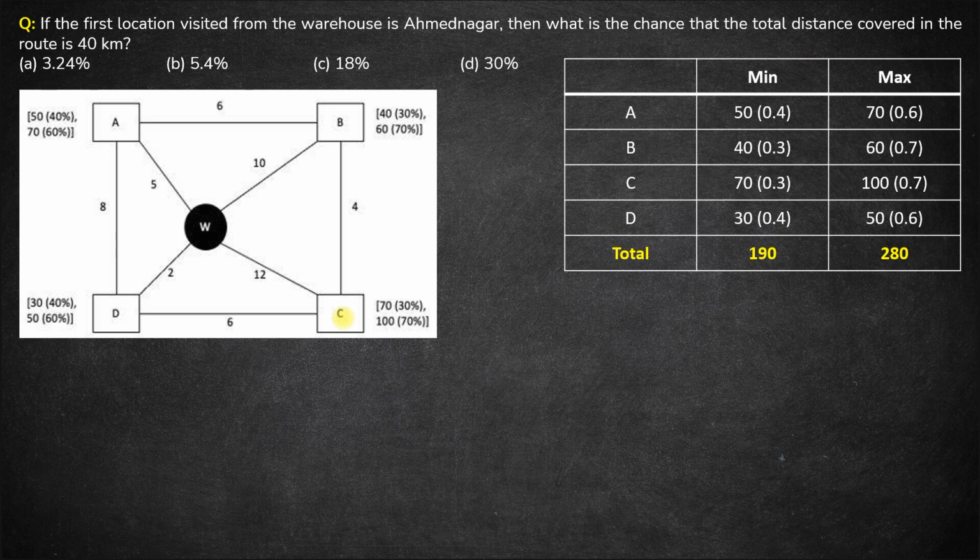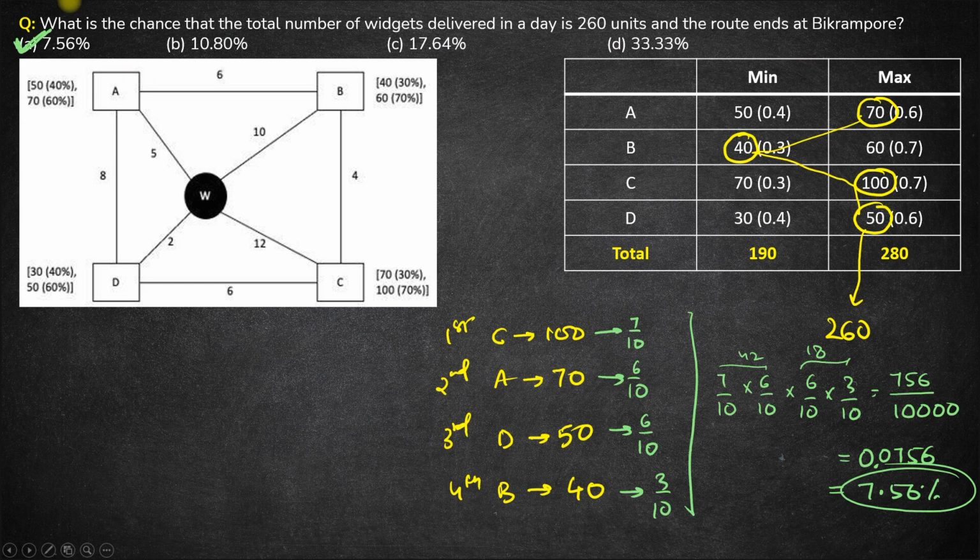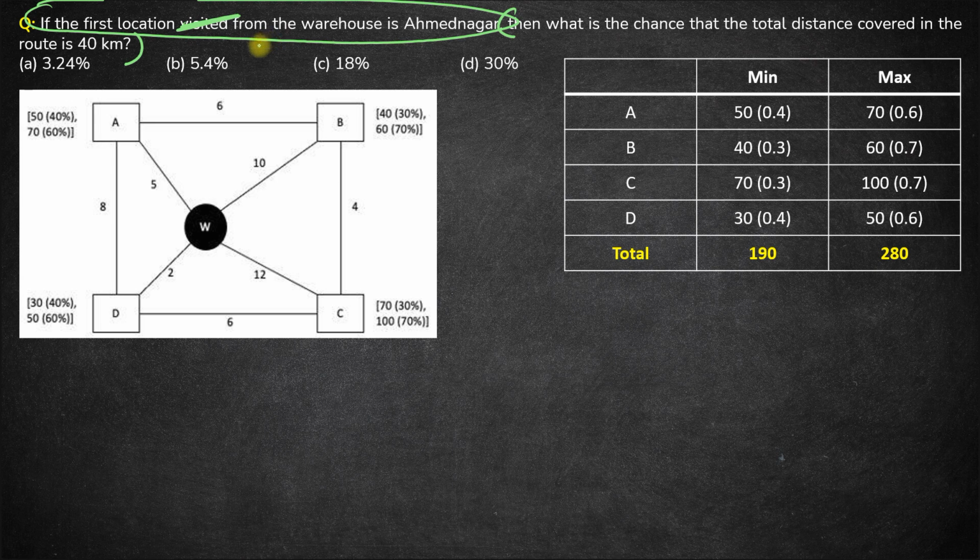Here we are given, if the first location to be visited from the warehouse is A, then what is the chance that the total distance covered in the route is 40? Okay, see, we have to calculate the probability of this when this is already given. So now this question is slightly different from the previous one. Here we had to calculate probability of this as well as this, right? But here this is already given. It is given that A is the first location to be visited. So we don't have to consider probability of A being the first location. That is already given to us. The only probability we need to calculate is the second part.